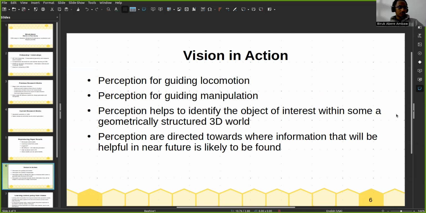So perception not only helps us to manipulate it, it also helps direct us to where the information will be in the near future, right? Let's say there's some important information over there, so I have to walk, right? So perception will help me to direct my motor skills, my actions, to that specific object of interest or to where that specific information is located.